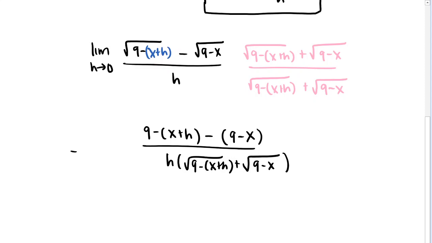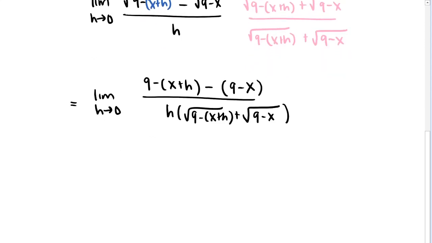So one thing I should say is that we have to make sure that we're keeping the limit along with each of our equalities until we actually evaluate this limit. Okay, so right now we have an equality of limits. So what can we do from here? Well, we can distribute some negative signs and combine some like terms.